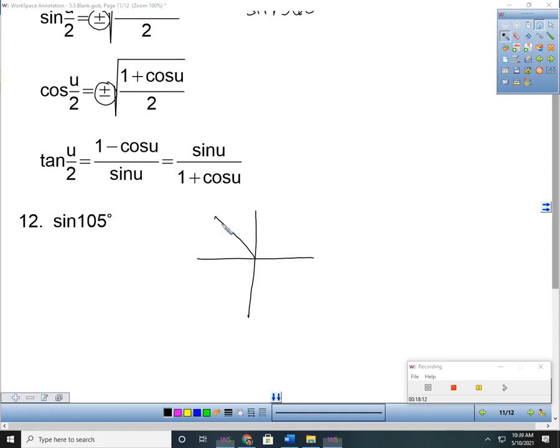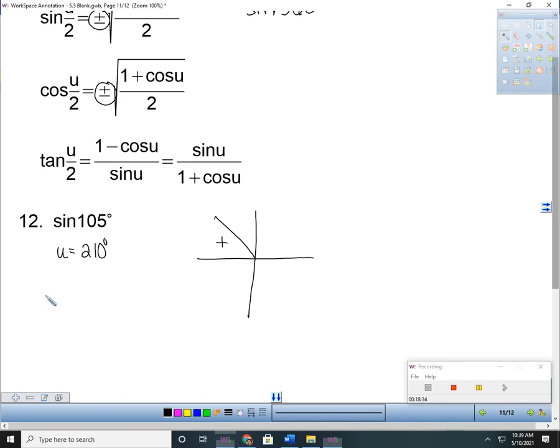If I'm in quadrant 2, I know that sine is positive in quadrant 2, so I'll have a positive root. But if it was in quadrant 3, then sine would be negative, so I would have a negative root. Then I'm going to figure out what my angle was before I divided it by 2. So this represents some angle divided by 2, so I would double it, which gives me 210. So that's the number I will be putting into my formula.